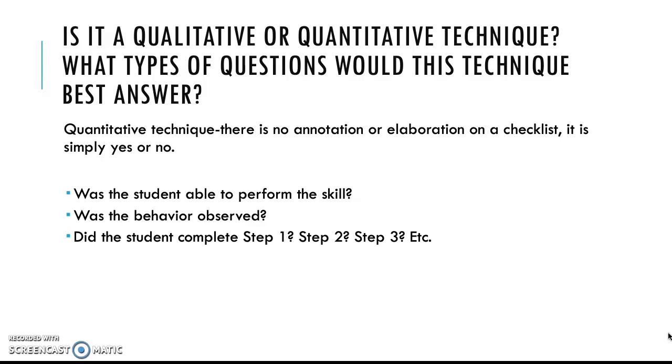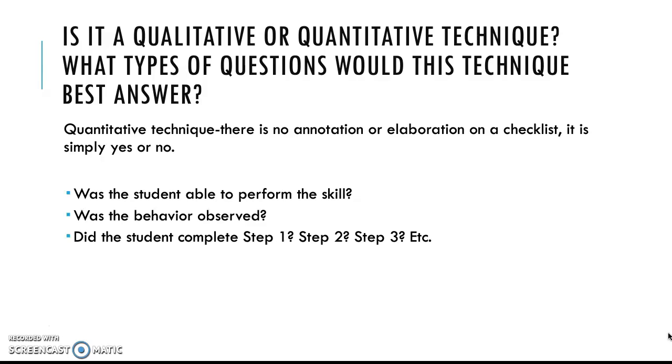The types of questions that this technique could best answer. So things like, was the student able to perform the skill? Like I just showed you, yes or no, they were or they weren't. Was the behavior observed? The student sat in their seat, the student did not sit in their seat. The student walked down the hallway, the student did not walk down the hallway. Or things like, did the student complete step 1, step 2, step 3, etc.